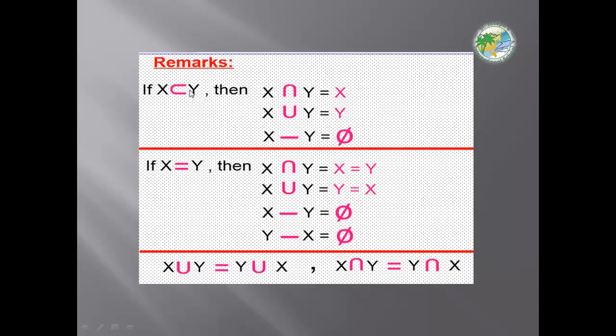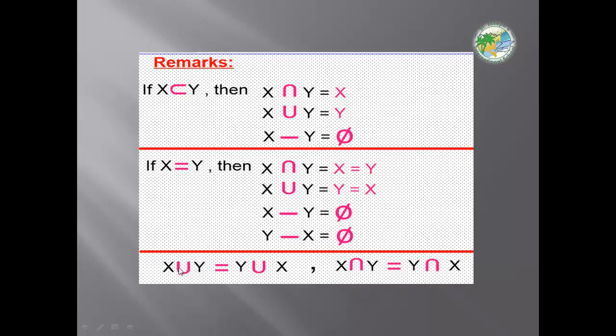Remarks: if X is a subset of Y, then X intersection Y equals X. If X is a subset of Y, then X union Y equals Y. If X is a subset of Y, then X difference Y equals the empty set. These are very important notes. If X equals Y, then X intersection Y equals X or Y, the same. If X equals Y, then X union Y equals X. If X equals Y, then X difference Y equals the empty set, and Y difference X equals the empty set.